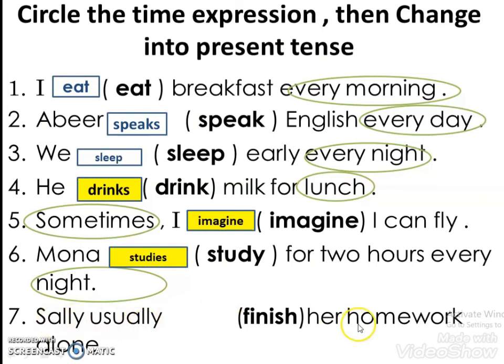Sally usually finish her homework alone. Where is the time expression in this sentence? The time expression is usually. What should I do for the action verb finish? We have a singular noun here, Sally, so I should add an es to the action verb, finishes. Sally finishes her homework alone.